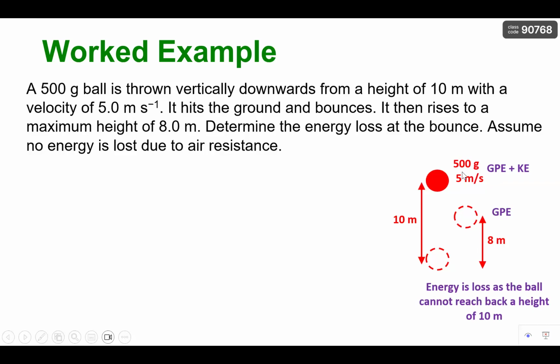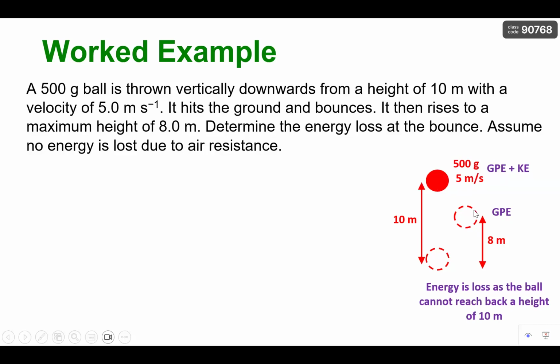Then the next step is you should be able to identify what are the types of energy at the start. So at the start, I'm at a height of 10 meters, I have gravitational potential energy. And then I am not being dropped down from rest. I do have a speed at the start because the ball is being thrown downwards. So there is a speed of 5. So there is gravitational potential energy as well as kinetic energy right at the start.